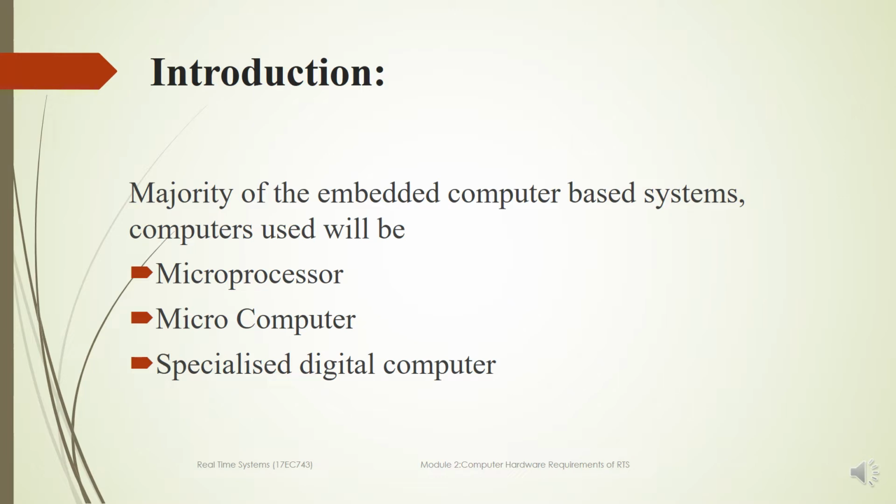Introduction to the embedded computer based system. Apart from digital computers that can be used for real-time computer control, that is used to monitor real-time applications like what we saw in the previous unit, that is loop control, supervisory control and direct digital control. So the majority of the embedded computer based systems used for such purposes can be microprocessors, microcomputers, specialized digital computers. Let's try to understand each category.